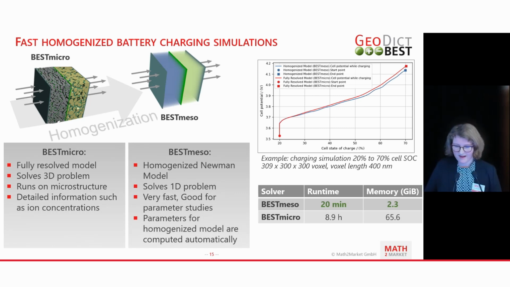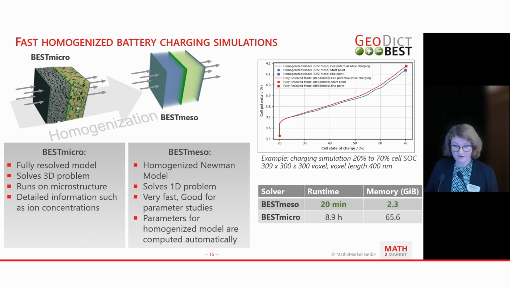BatteryDict micro performs a very accurate battery charging simulation on the large microstructure. It gives you a very detailed insight into the process in the batteries, such as the local ion concentration while charging. But it can be time and memory consuming, even with the optimized GeoDict solvers. So there's the homogenized simulation with BatteryDict meso that solves a 1D problem to predict the charging or discharging behavior of a battery or half cell, but it does not provide detailed results on the micro scale like the full model. The advantage: it's really fast.